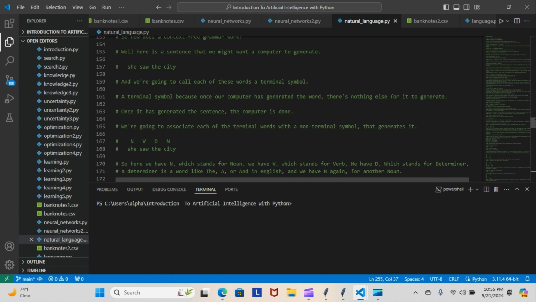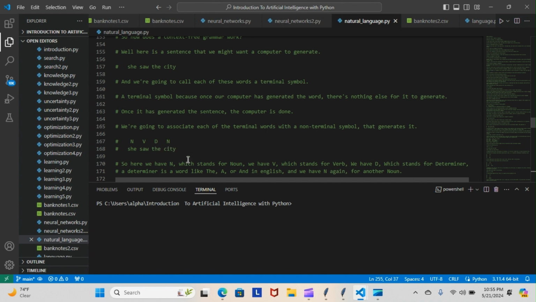And we're going to call each of these words a terminal symbol. A terminal symbol because once our computer has generated the word, there's nothing else for it to generate. Once it has generated the sentence, the computer is done. We're going to associate each of the terminal words with a non-terminal symbol that generates it. So for instance, we'll have N for she, V for saw, D for the, and N for city.